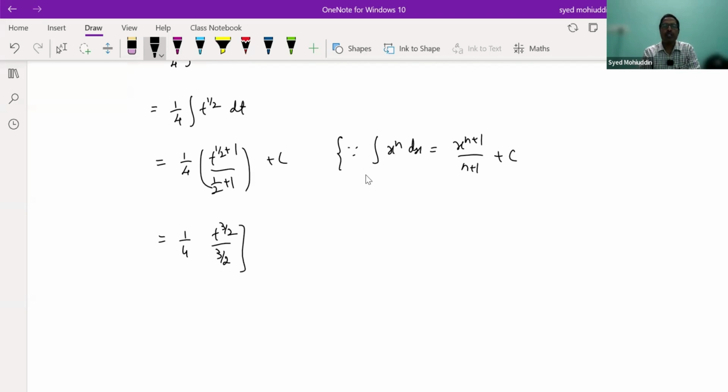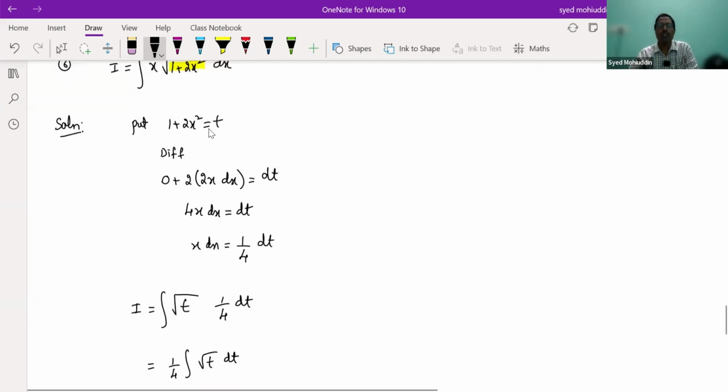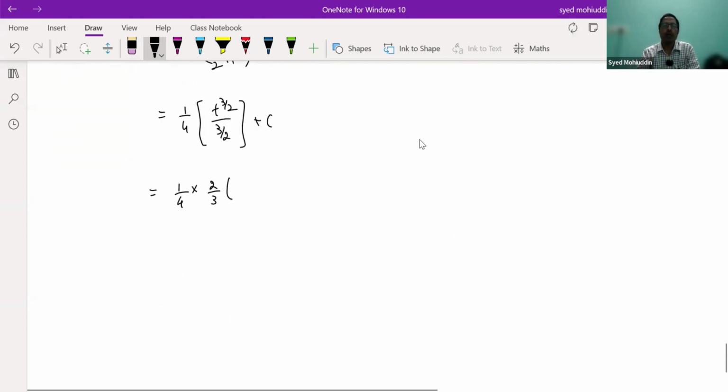Plus the constant c, or 1 by 4 into 3 by 2. If I take it in the numerator, it becomes the reciprocal. And what is the value of t I have taken there? The value of t that I have taken in this case is 1 plus 2x square. So 1 plus 2x square to the power of 3 by 2 plus the constant c.